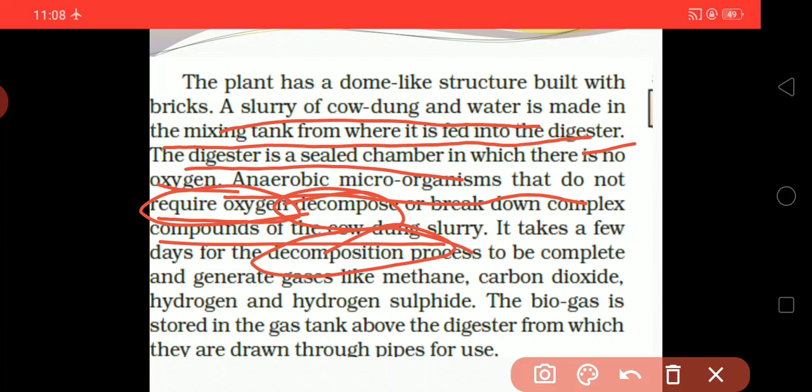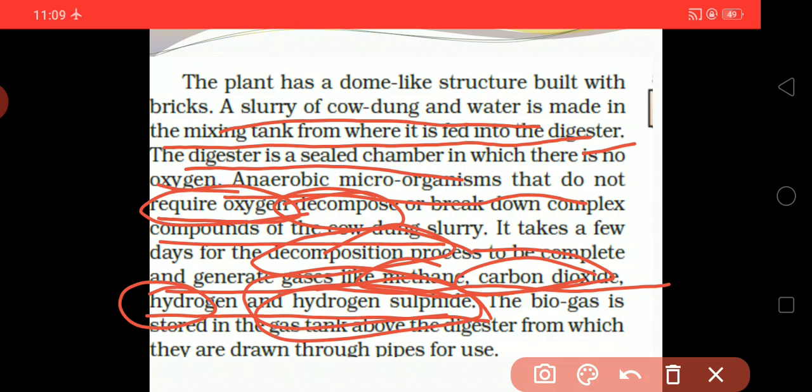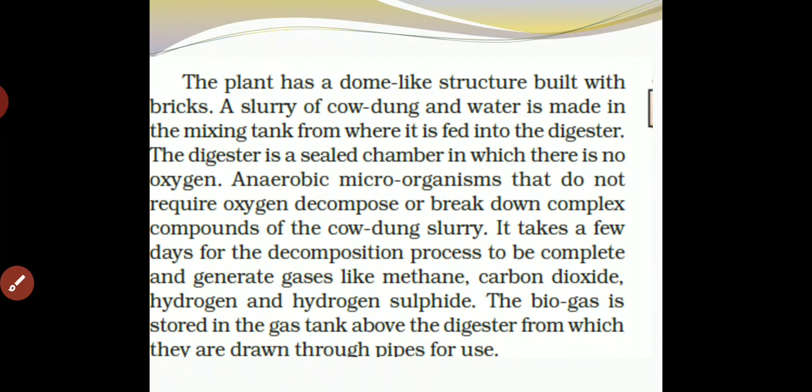After a few days the material gets completely decomposed and generates gases like methane, carbon dioxide, hydrogen and hydrogen sulfide. All these gases will be formed, and the biogas is stored in the gas tank above the digester, from which it is drawn through a pipe for use. Through the biogas pipe you can see that the gases are removed and used.